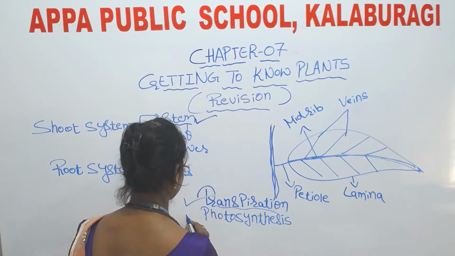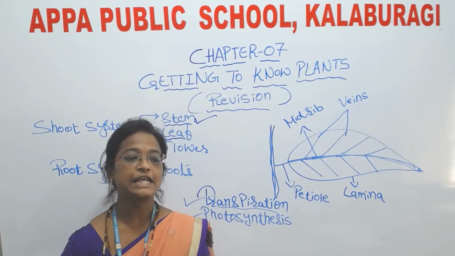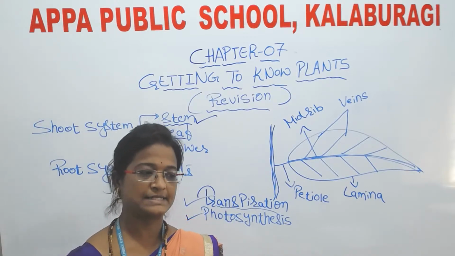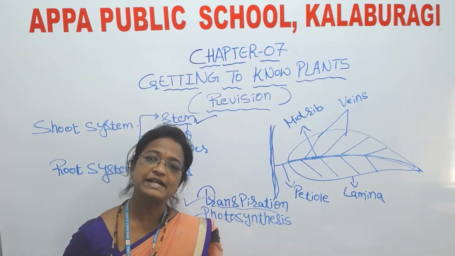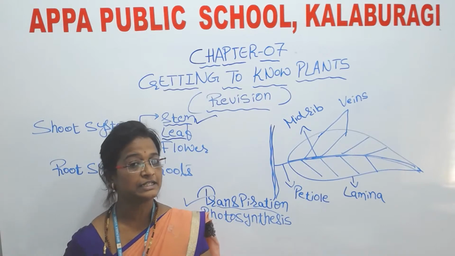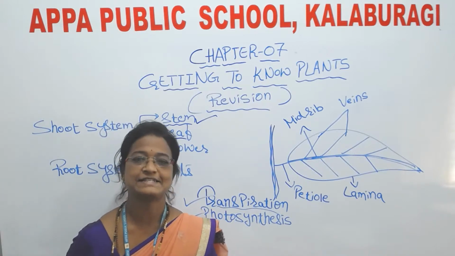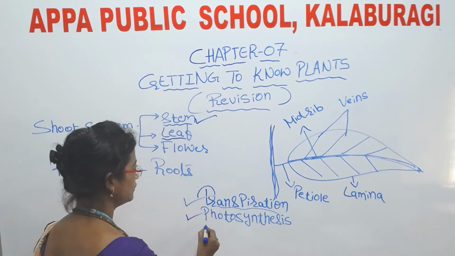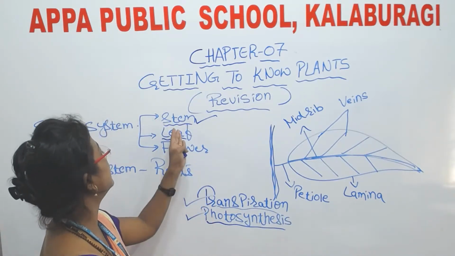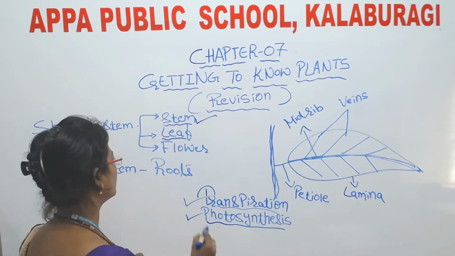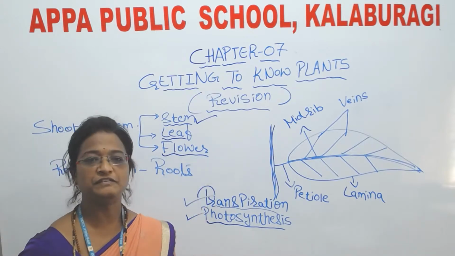So next, photosynthesis. So here what happens? Leaves prepare food for the plants with the help of photosynthesis using carbon dioxide and water in the presence of, yes, sunlight. So this is called photosynthesis. Okay, so this is all about leaf. So next we'll move forward and we'll discuss about flower.